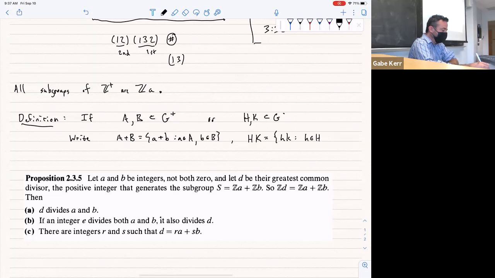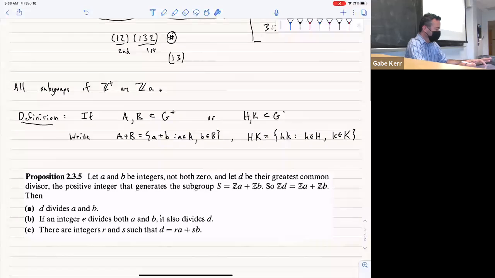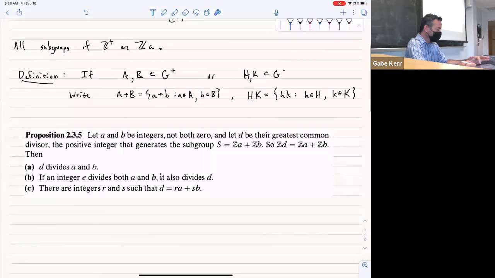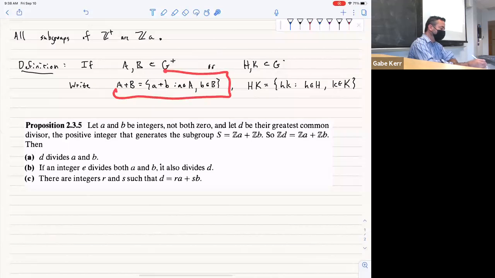The difference is that if these were subgroups here, and this were an abelian group, then this would be a subgroup. If you have two subgroups and G is non-abelian, this is not necessarily a subgroup. And we'll see instances of that. Anyway, we're going to use this notation here for this proposition.